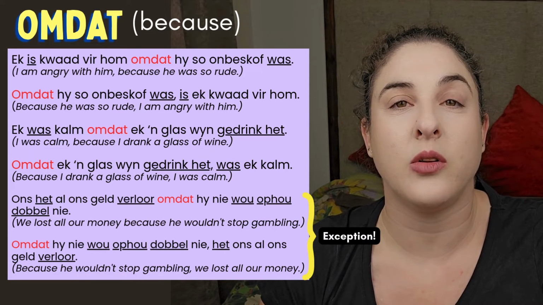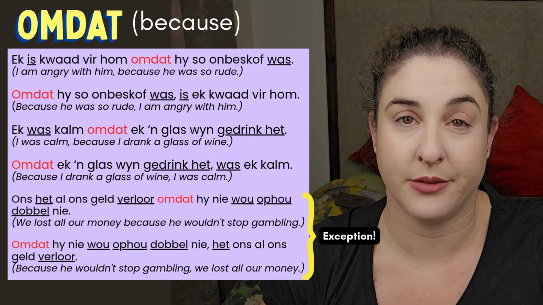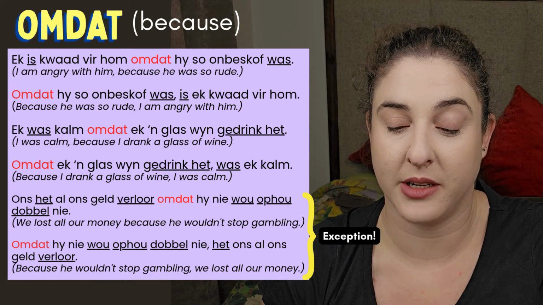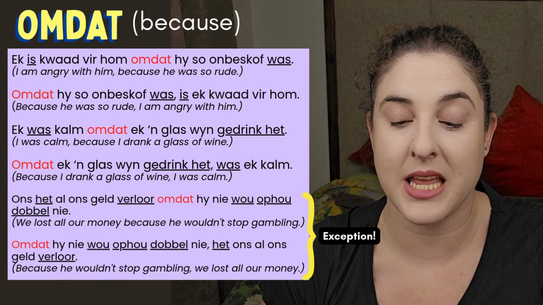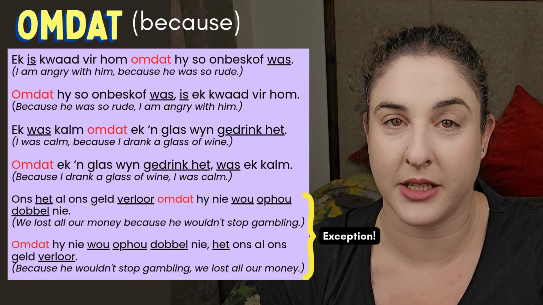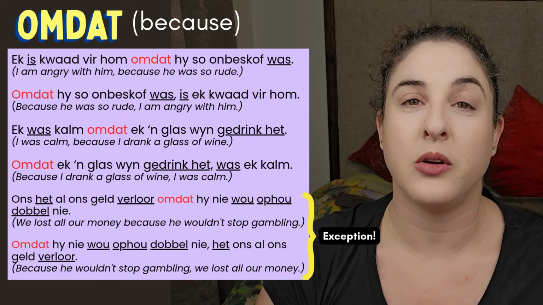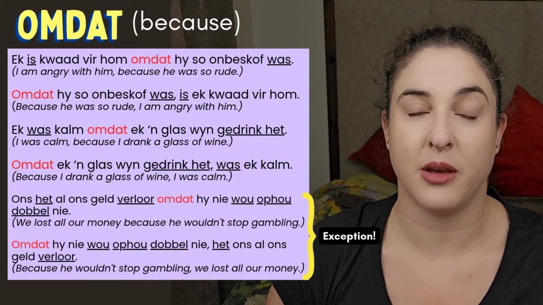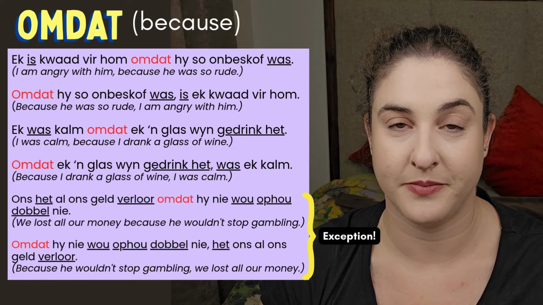Ons het al ons geld verloor. That's simple, straightforward part 1. Omdat hy nie wou ophou dobbel nie. Right. Not only do you have a double negative in part 2 there, but you have 3 verbs.